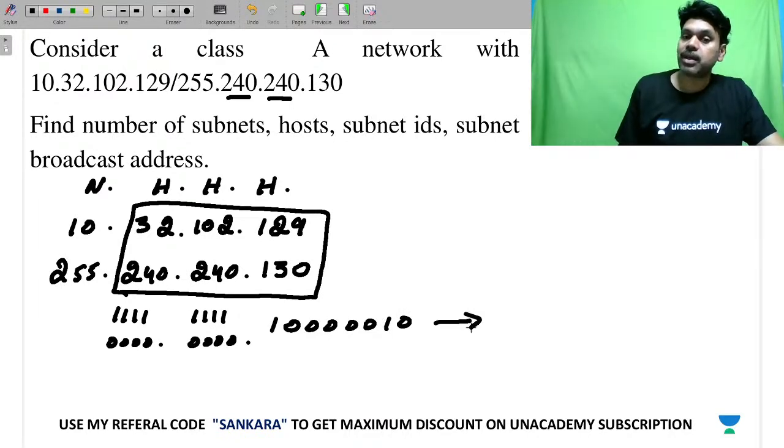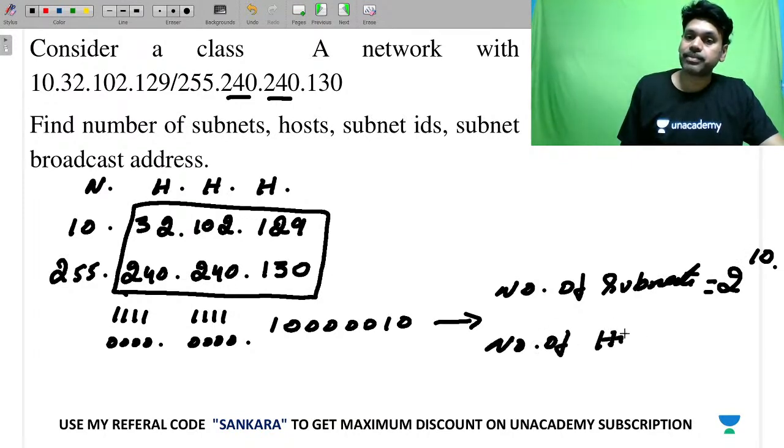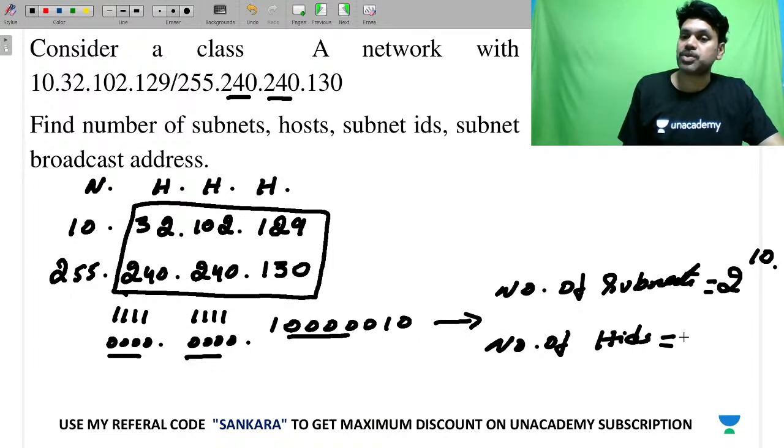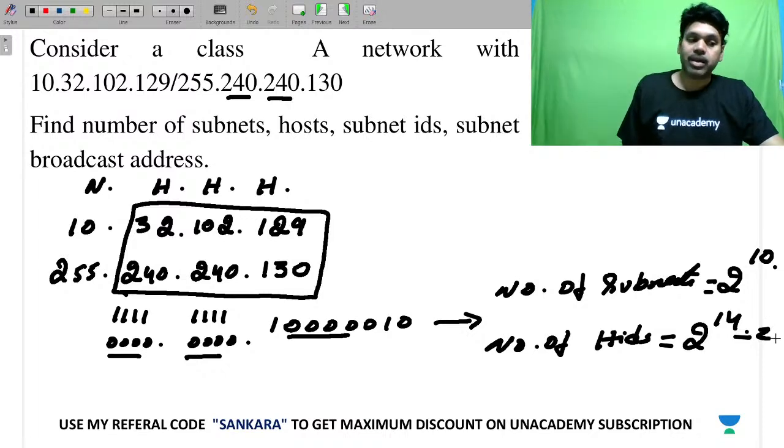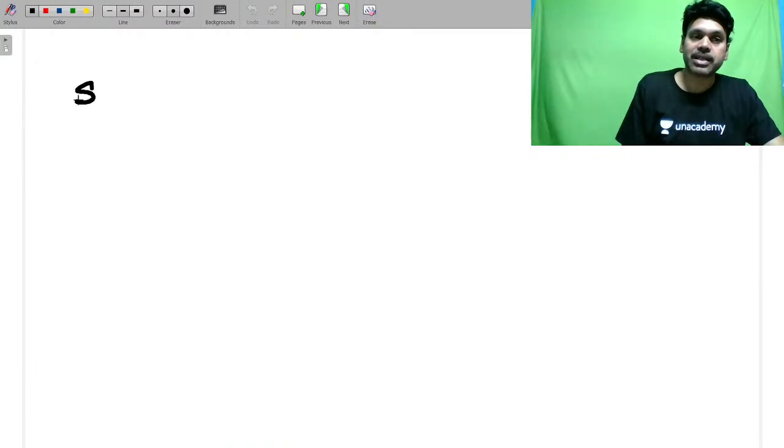Now tell me, from this I can answer the number of subnets. There are 8 plus 2, 10 ones. So total subnets are 2 power 10. And number of HIDs, how many HIDs are there? 4 plus 4, 8. 8 plus 4, 12. 12 plus 2, 14. 2 power 14 minus 2. So we want to find a subnet ID and a subnet broadcast address.